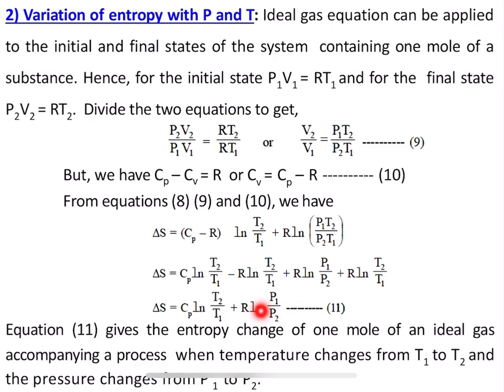This is the simplified form of the equation. Equation 11 gives the entropy change of 1 mole of an ideal gas accompanying a process when temperature changes from T1 to T2 and the pressure changes from P1 to P2. This is how we understand the entropy change of an ideal gas with a change in pressure, volume and temperature.